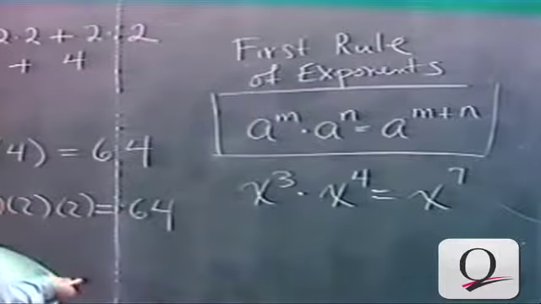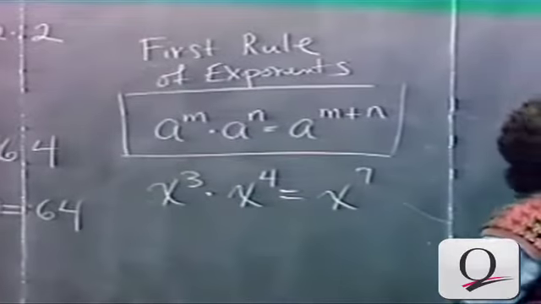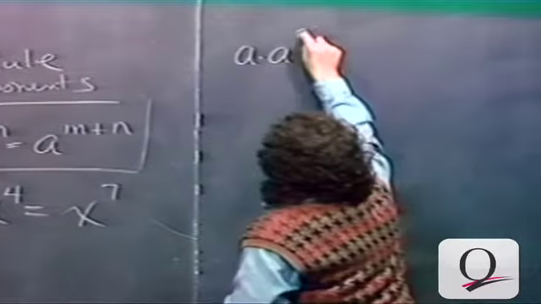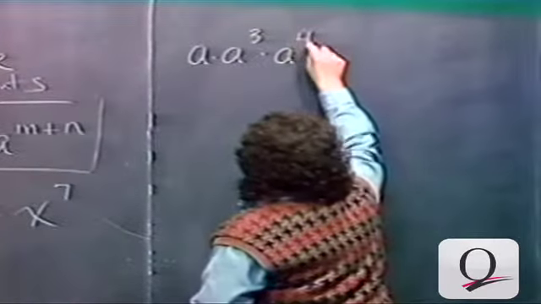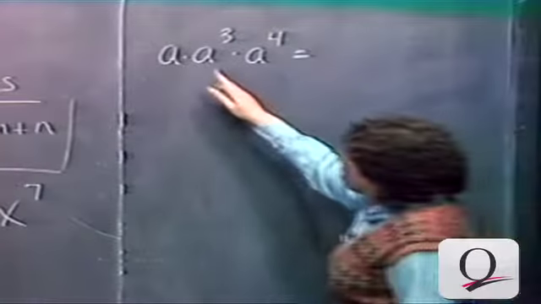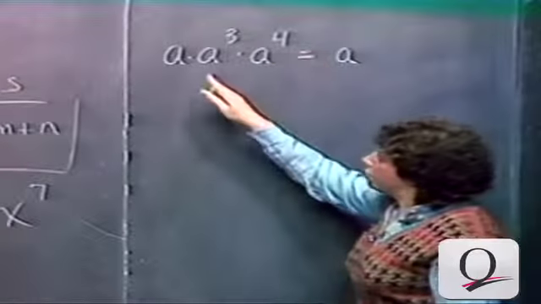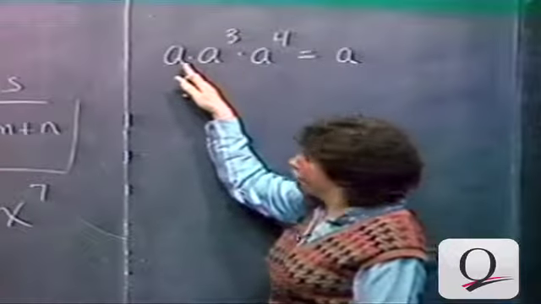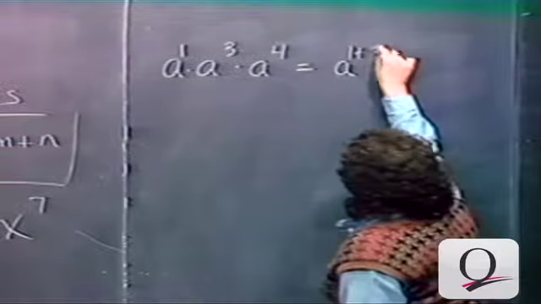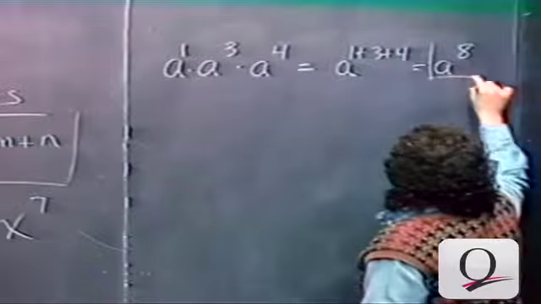Okay, let's try to use this in some examples. Let's try to simplify a times a cubed times a to the 4th power. Okay, what we do is we keep the base and we add the powers. Now, please remember, when you have a by itself here, it's really a to the 1st power. So it's going to be a to the 1 plus 3 plus 4, or a to the 8th power.